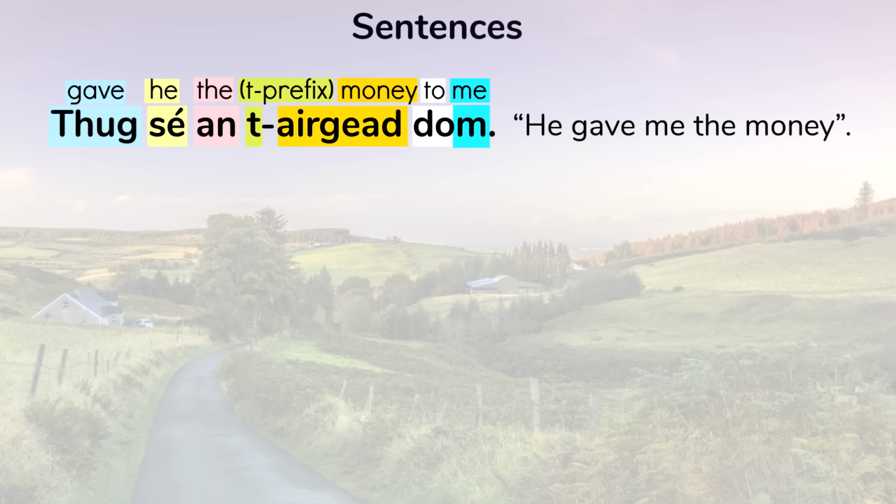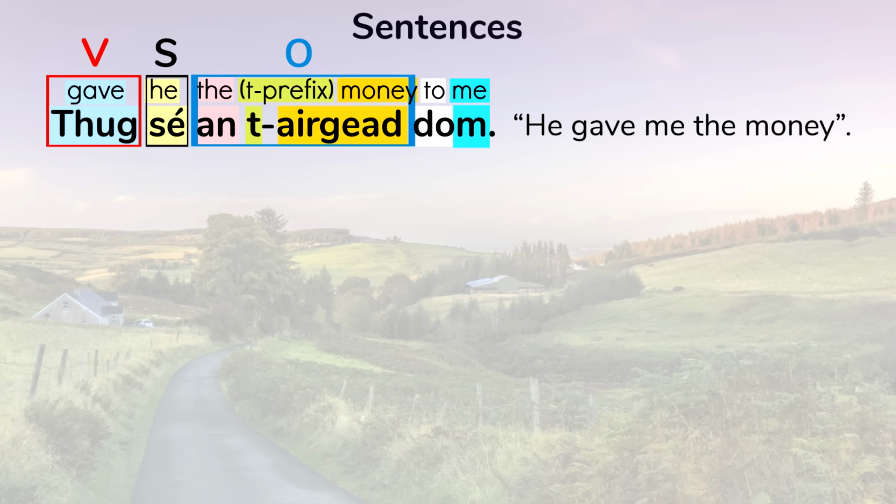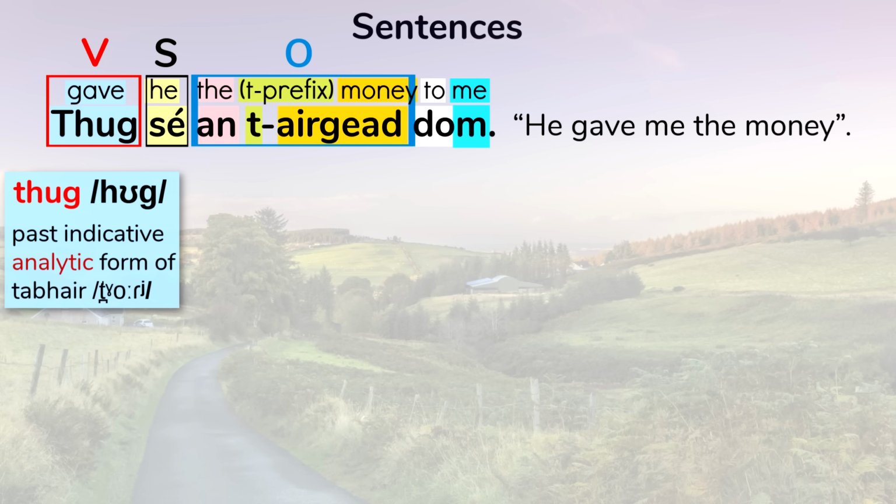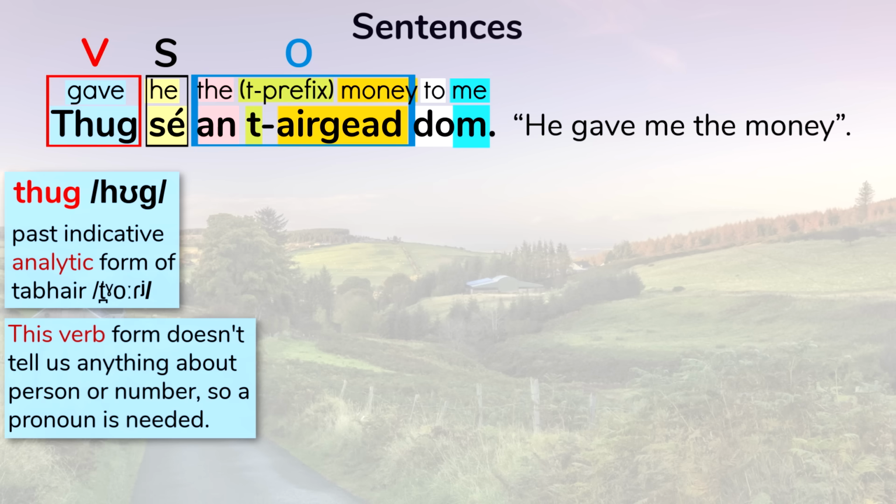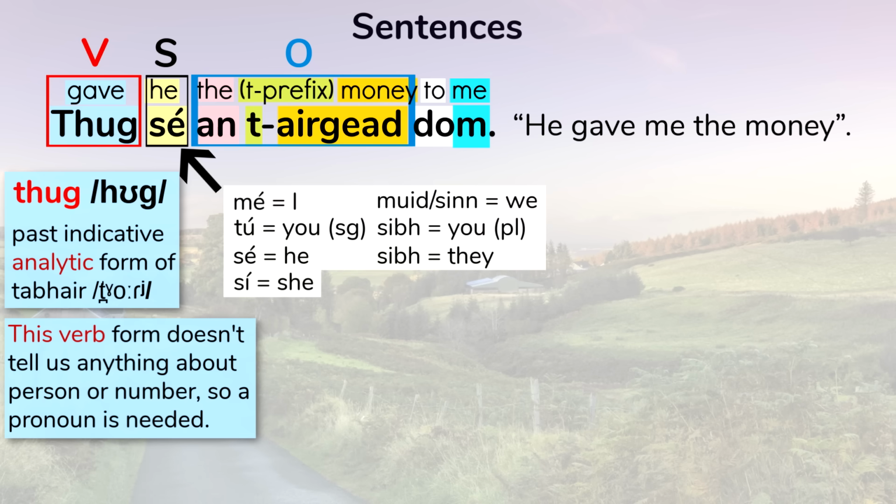First off, we can see that the most basic word order of Irish is VSO, verb subject object. This word Thug is the past indicative analytic form of the verb tabhair. Like we saw with the present tense verb forms before, analytic means that this verb form doesn't tell us anything about person or number, so a pronoun is needed. And this is the pronoun right here.